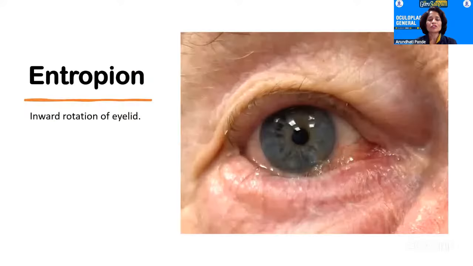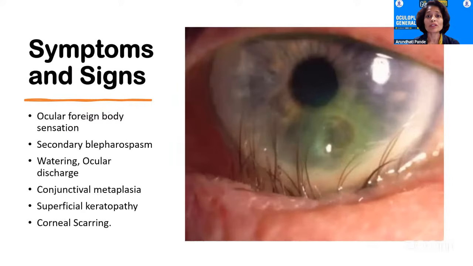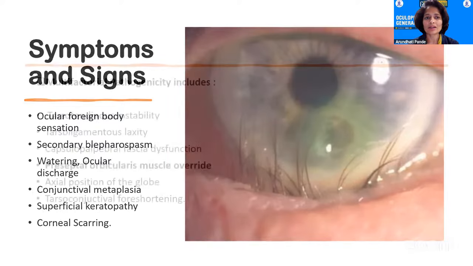Okay. So what is entropion? As we know, it is an inward rotation of the eyelid. So what are the signs and symptoms? Ocular foreign body sensation, secondary blepharospasm, watering, ocular discharge, conjunctival metaplasia, superficial keratopathy, because the eyelids are rubbing on the cornea, so it damages the cornea, and corneal scarring.